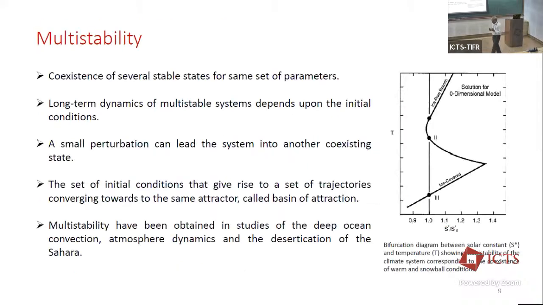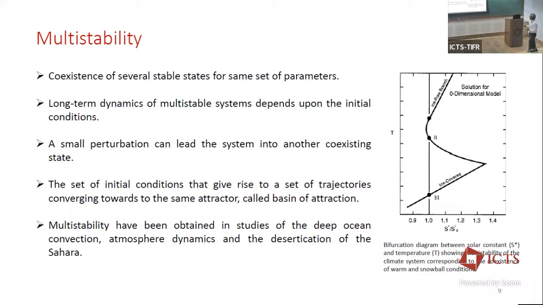So let's first talk about the multistable system. As I mentioned, multistable systems have more than one stable state at a given parameter, depending upon the initial conditions, and the set of initial conditions going to one or another attractor is called the basin of attraction. Okay.